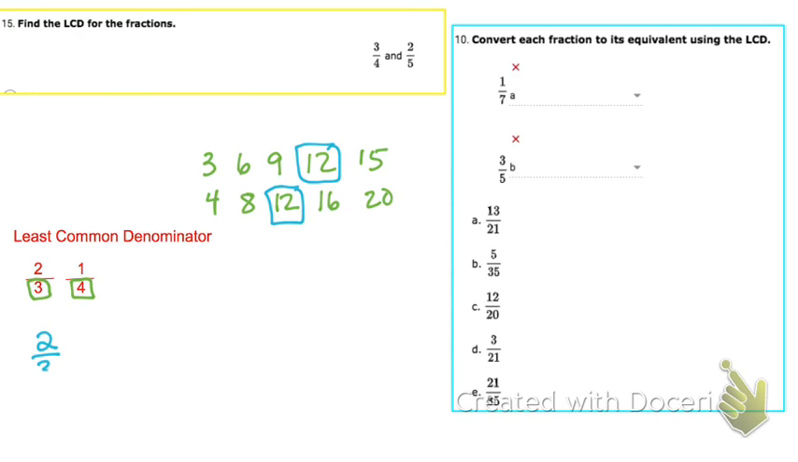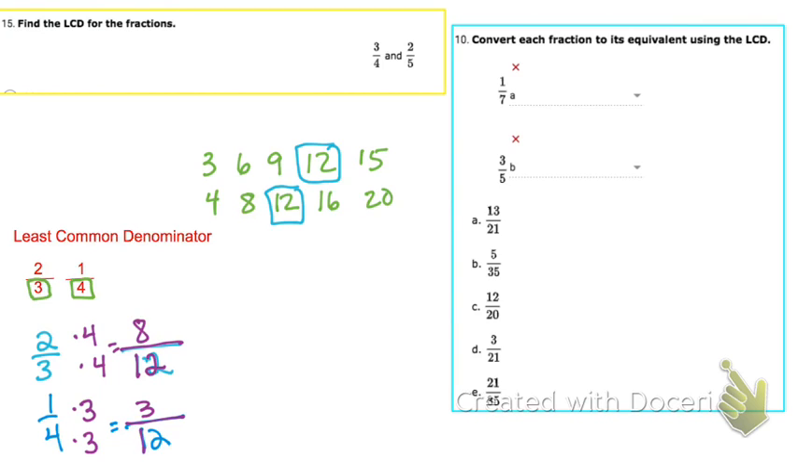So if you think of 2/3, what am I multiplying that by so that my new denominator is 12? Well, I multiply 3 times 4 and get 12. So I need to multiply the numerator by 4 as well. So my least common denominator is 12, and when I multiply it by that, I get 8/12. And then I do the same for 1/4. I want to make that denominator 12 as well. So what am I multiplying 4 by to get 12? 3. So I need to multiply the numerator by 3 as well. So 2/3 is the same as 8/12, and 1/4 is the same as 3/12.